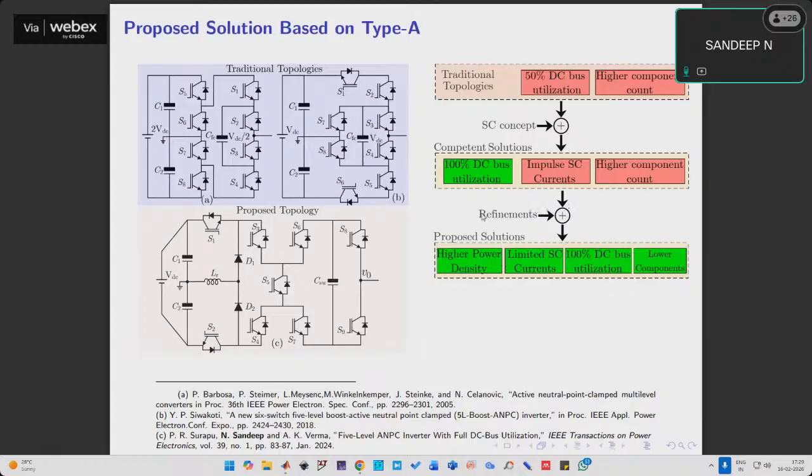So we did further refinements, and we came up with a solution that is better in some regards, like it has a high power density because we have reduced the components. Through lower components, we are able to achieve this. Limited switched capacitor currents, right? We could tackle the charging currents, but they cannot be completely eliminated. We can only reduce them. I'm talking about the capacitor current, not the leakage current. Okay, leakage current is already taken care of.